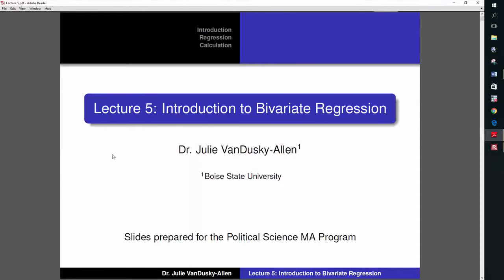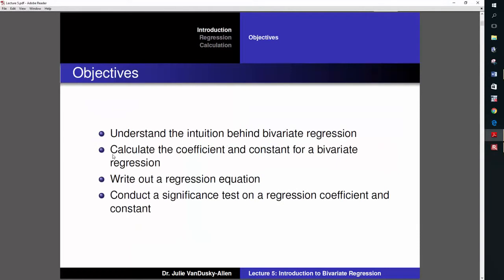This is Lecture 5, Introduction to Bivariate Regression. By the end of this lecture, you should be able to understand the intuition behind bivariate regression, calculate the coefficient and constant for a bivariate regression, write out a regression equation, and conduct a significance test on a regression coefficient and constant.